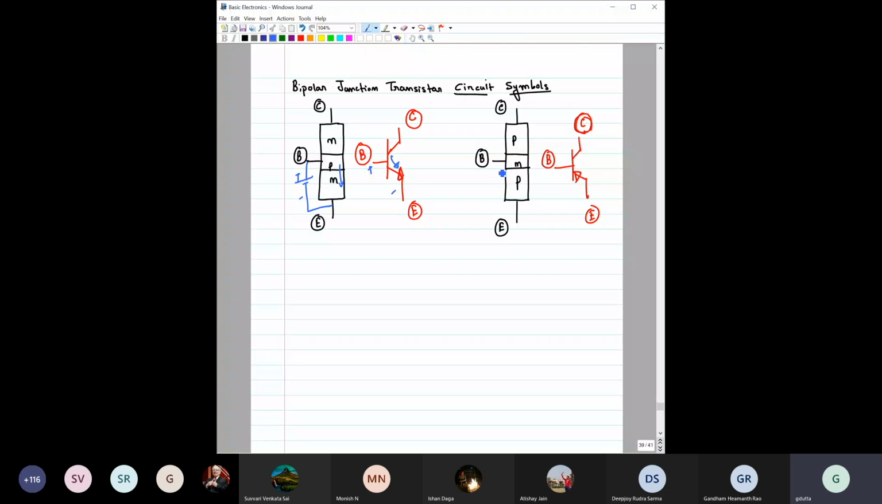And for PNP, you make this PN junction forward biased, so you have to think of a battery like this. So the current will flow through this, and that's why the arrow direction is like this. Okay, so this is the notation, and we will use these circuit symbols when we use this bipolar junction transistor in our circuits. We will not use this block diagram representation.